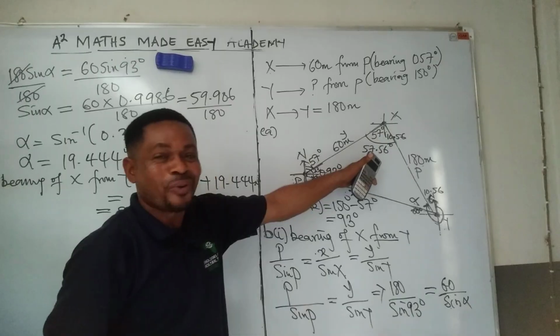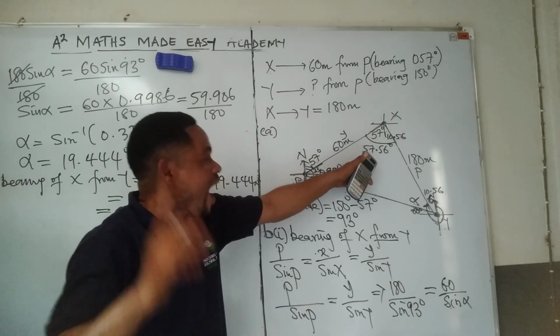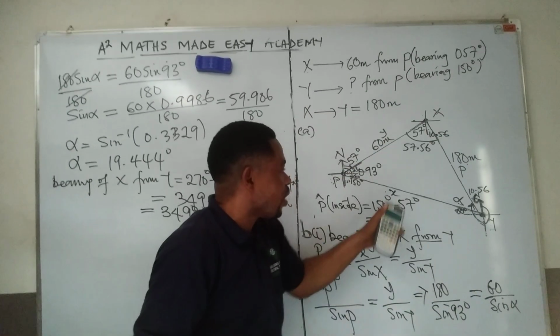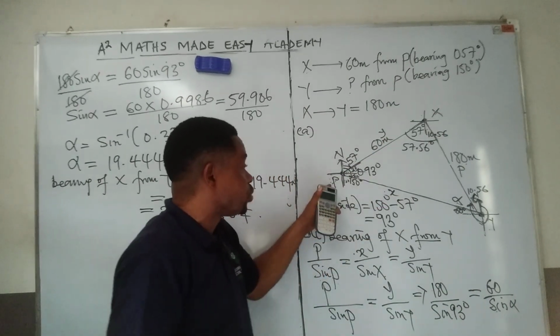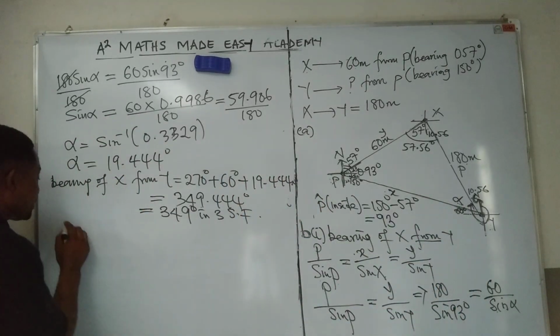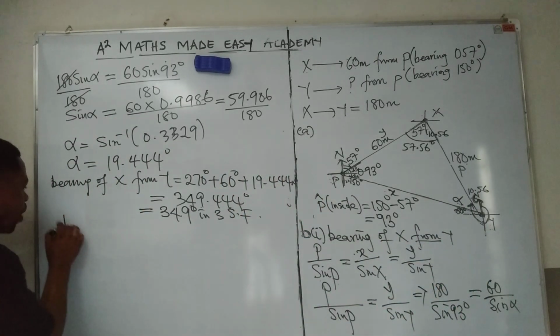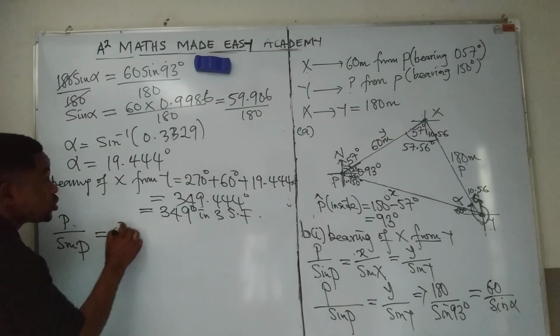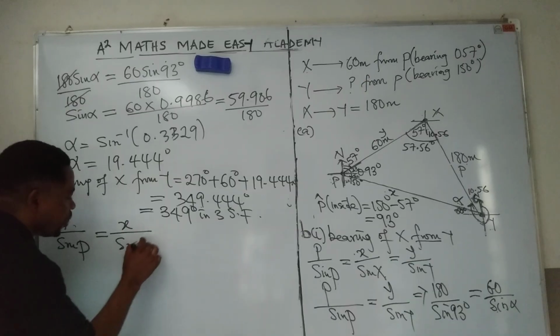I can use the sine rule method to solve this problem. Are you with me now? I'm going to pick P and I'm going to pick X in order to calculate the distance between P and Y. Now here we go. Using the sine rule again, I will say small p over sine big P is equal to small x over sine big X.